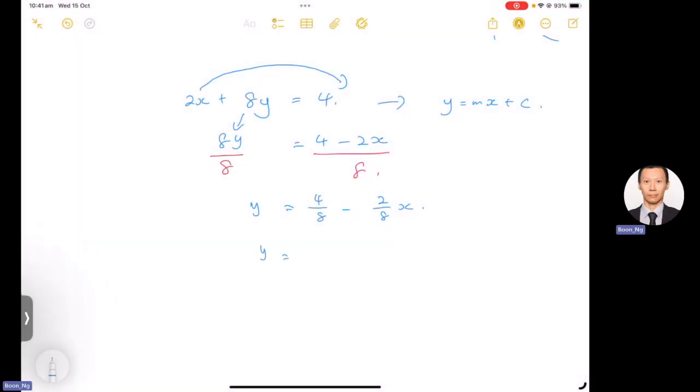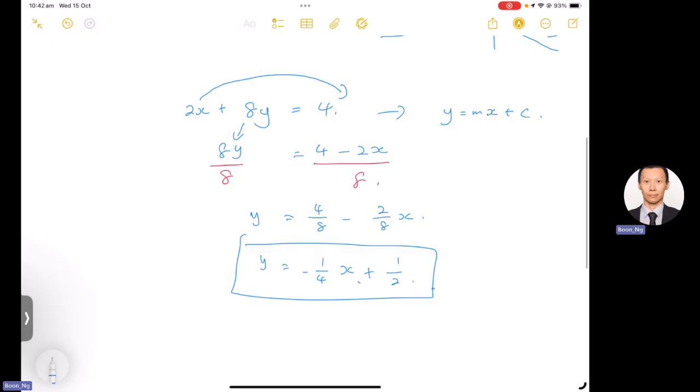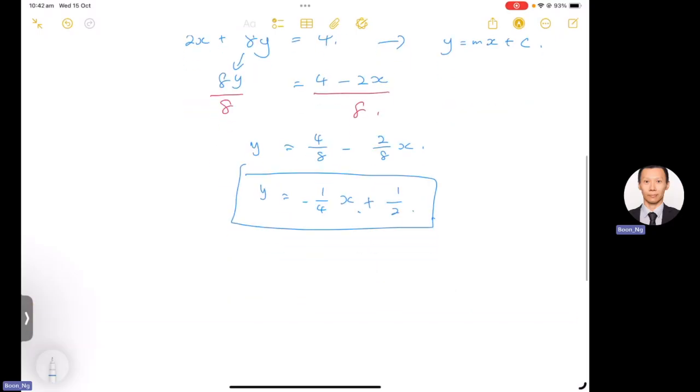So y equals negative 1 over 4x plus 1 over 2. That's how you do it, and that's the answer.